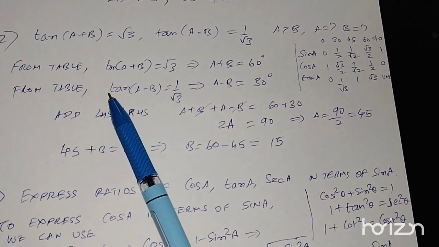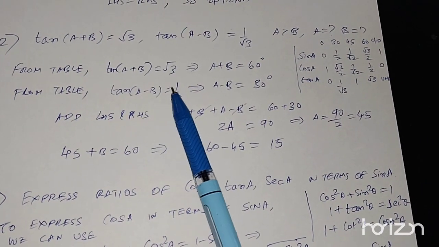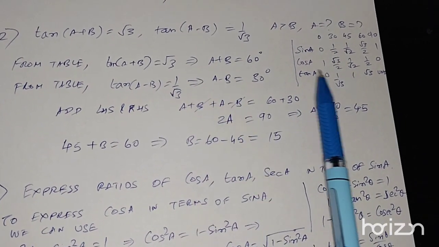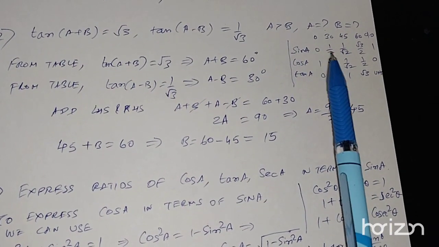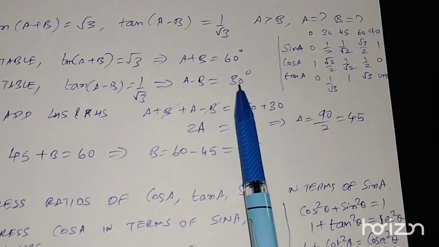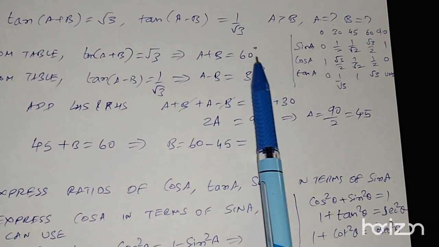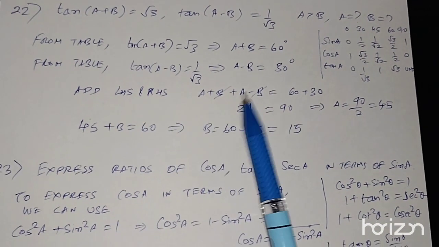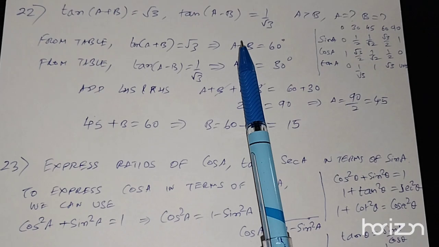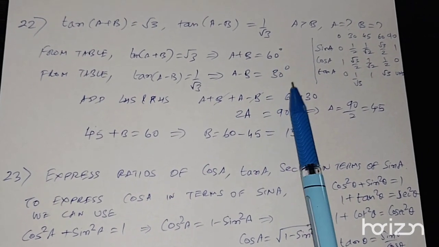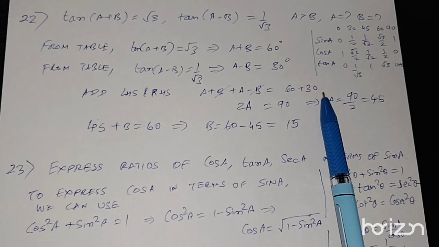Okay, similarly, tan(A − B) is equal to 1 over root 3, which is given, which means A − B is equal to 30 degrees. If you look at the table, tan becomes 1 upon root 3 when the angle is 30 degrees. So A + B is 60, A − B is 30. Now if we add both the LHSs and RHSs, on the LHS you'll get A + B + A − B, correct? And the same thing you have to do with the RHS, 60 + 30, correct?